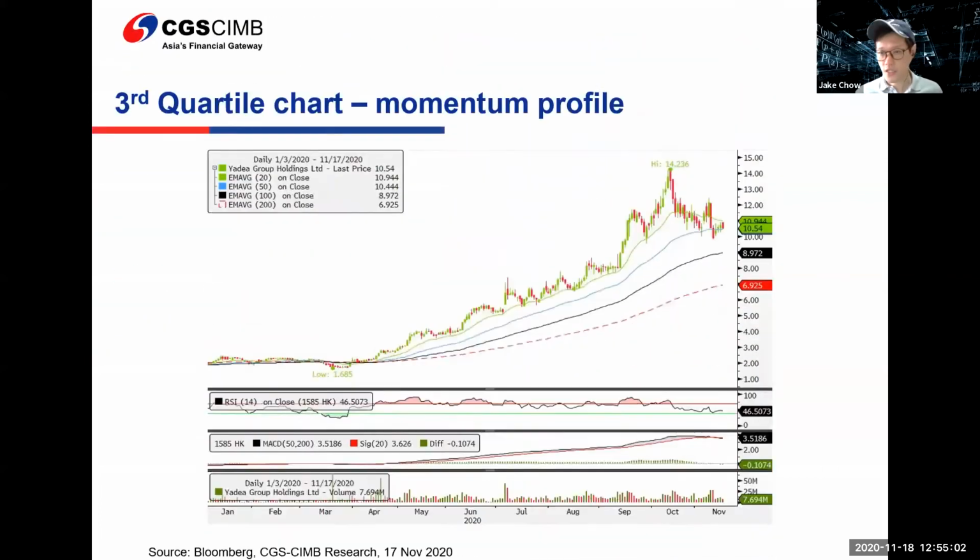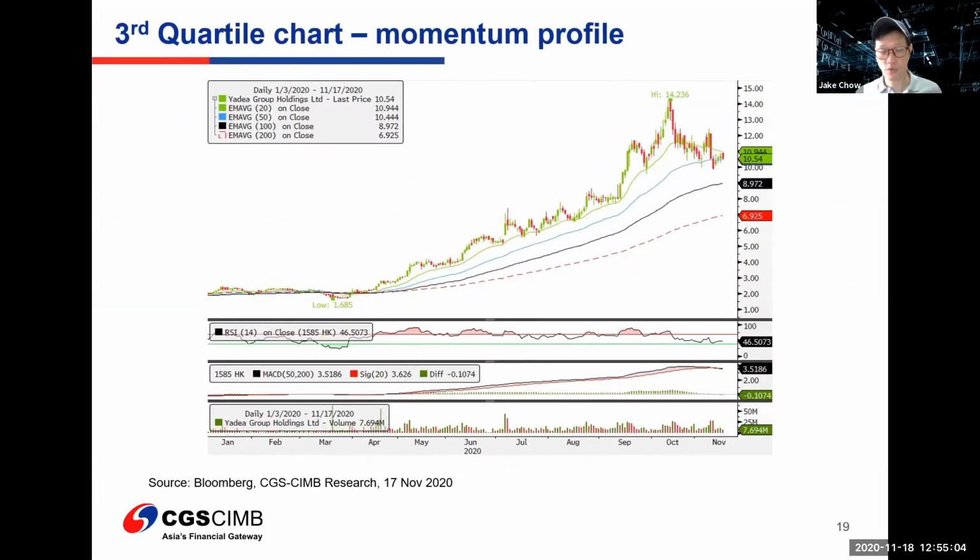So this is the third quartile momentum profile. Notice how the front end gradient of the slopes is currently negative, and price action is currently retracing to test the 50-day EMAs. Stocks in this quartile are typically ideal for traders with a 1 to 3 months time frame, and are typically in a corrective or retracement phase. So you see a strong trend, but neutral to negative short-term momentum.